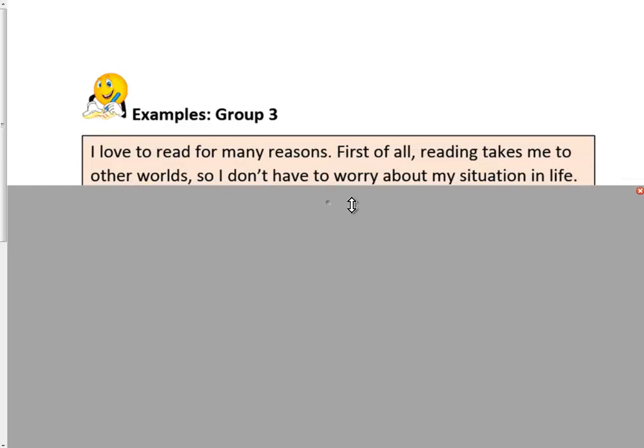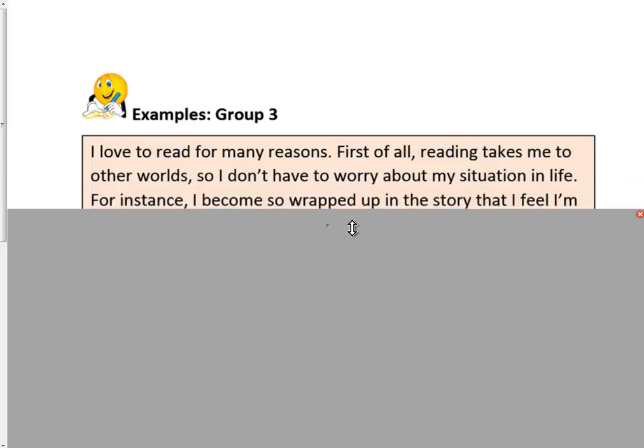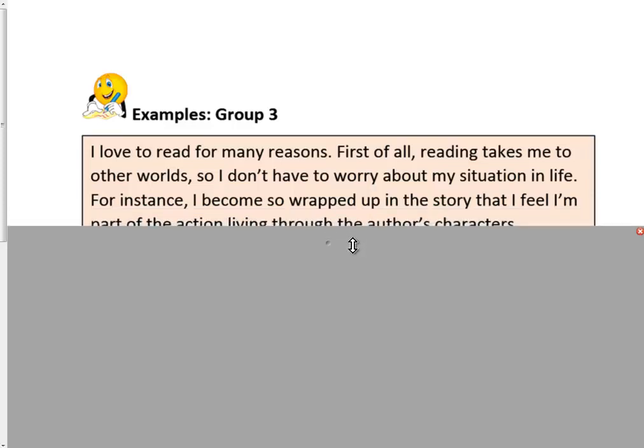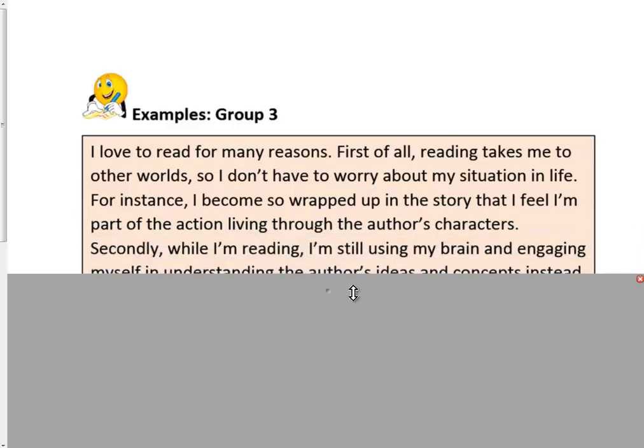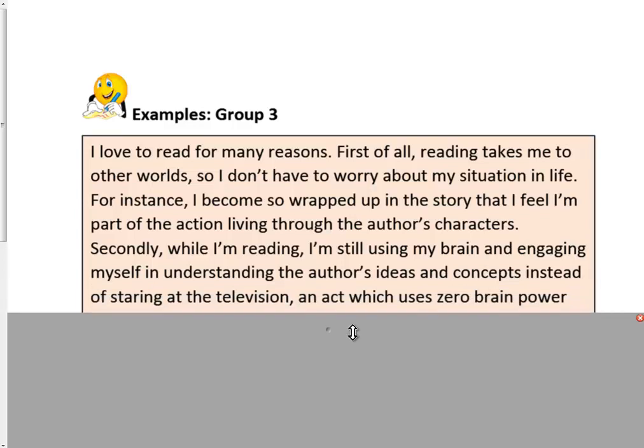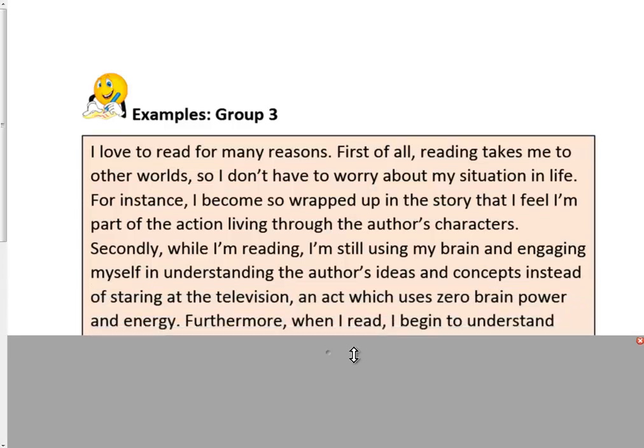I love to read for many reasons. First of all, reading takes me to other worlds so I don't have to worry about my situation in life. For instance, I become so wrapped up in the story that I feel I'm part of the action, living through the author's characters. Secondly, while I'm reading, I'm still using my brain and engaging myself in understanding the author's ideas and concepts instead of staring at the television, an act which uses zero brain power and energy.